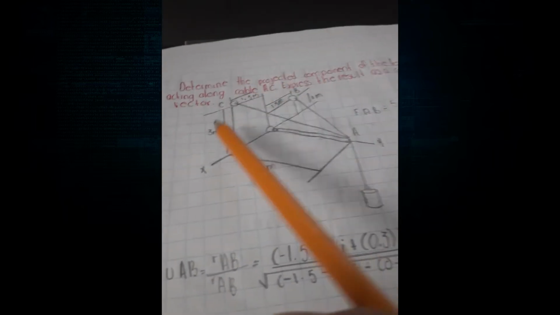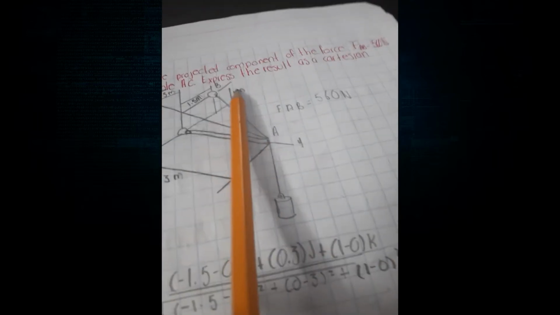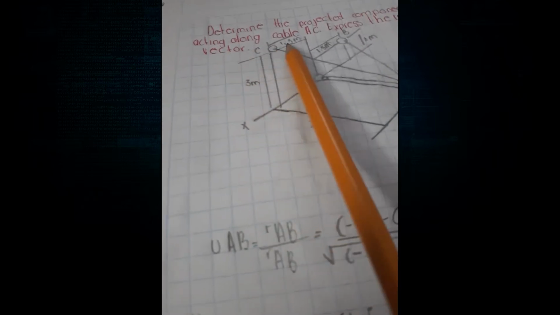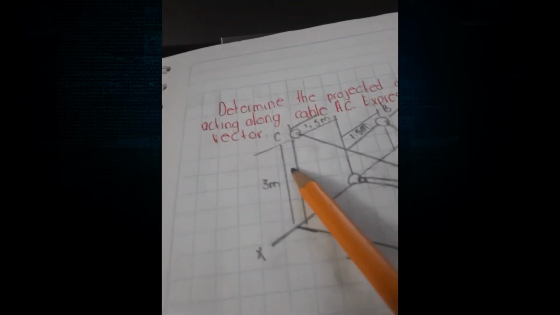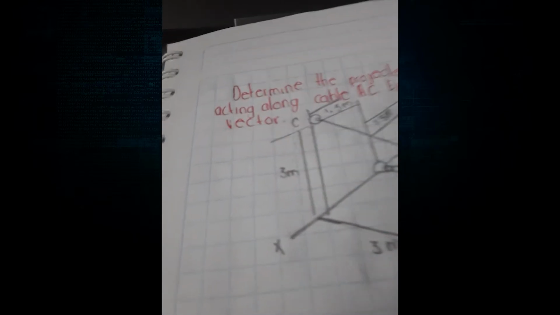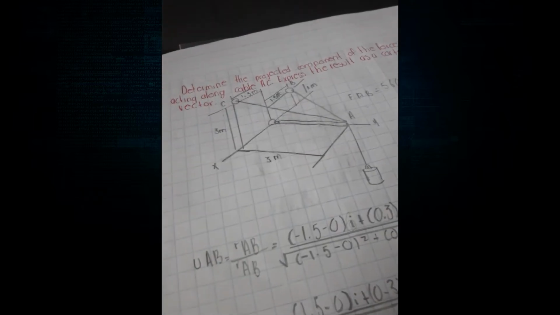Okay, the last problem says determine the projected component of the force FAB, equal to 516 newtons, acting along cable AC. Important, the cable AC. What is the cable AC? Okay, this is the letter A, this is the letter C, in this cable.